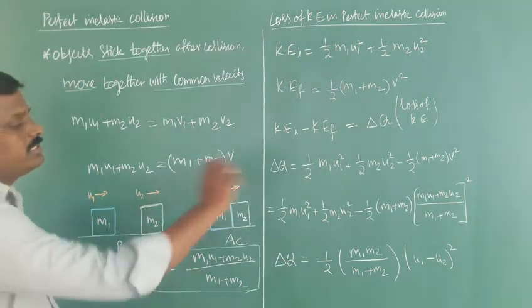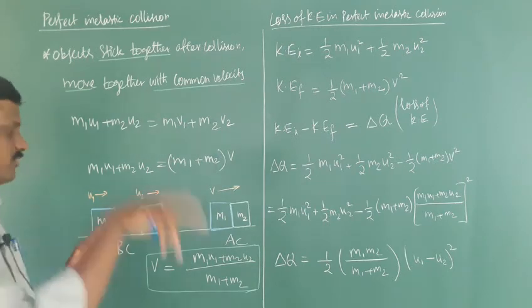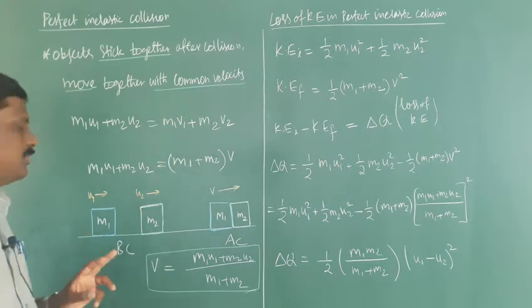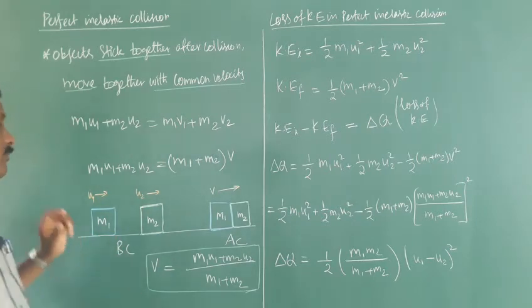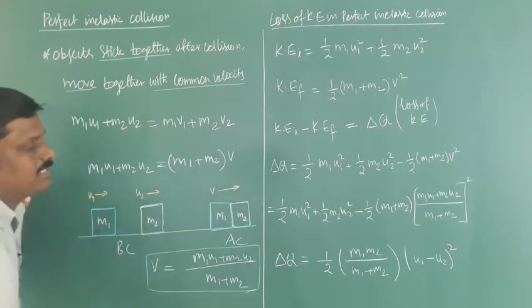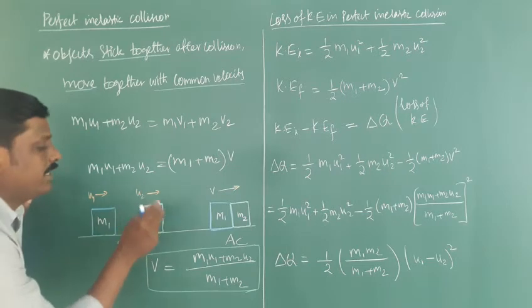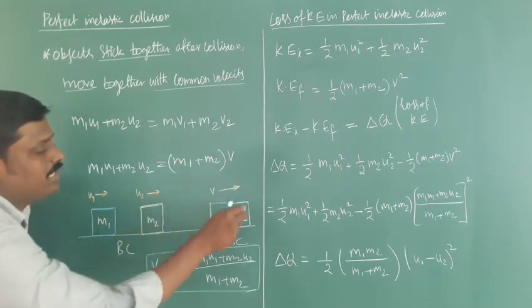If a lorry is moving with a certain velocity u2, and I throw some bubble gum or clay with velocity u1, then after collision it moves with a common velocity. Because the clay sticks to the lorry, the clay and lorry move with common velocity v.